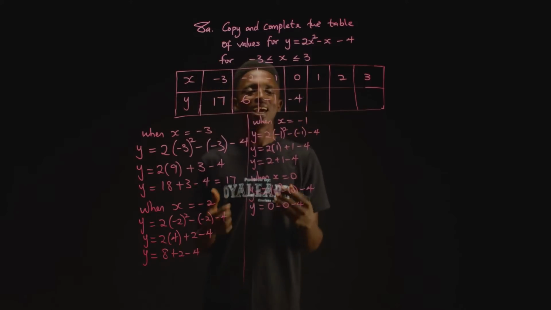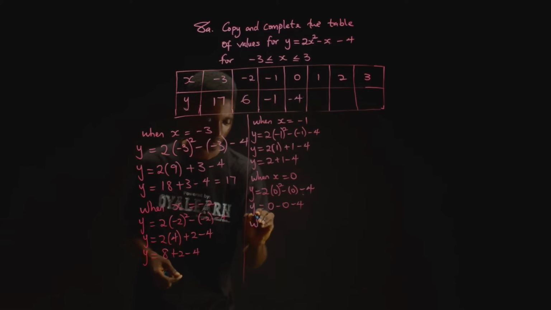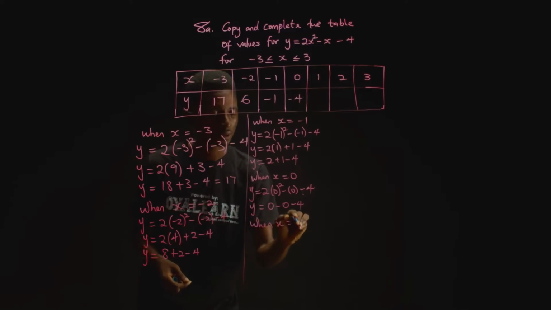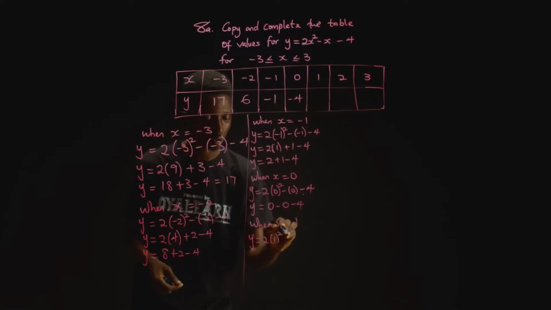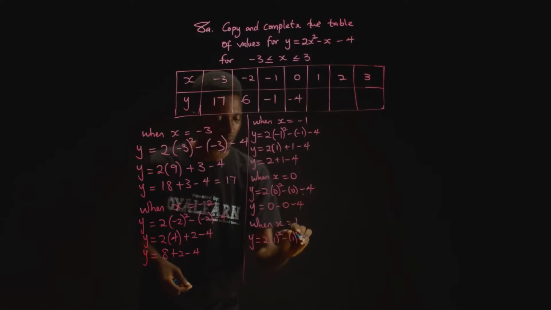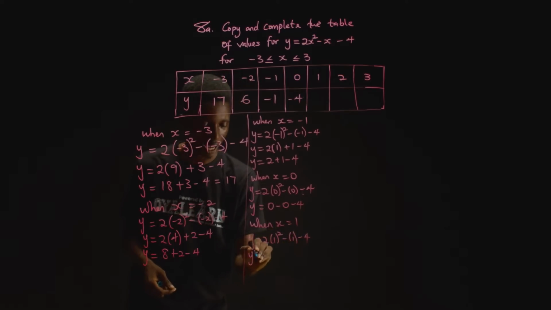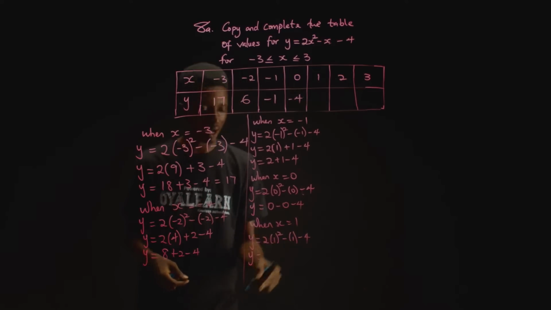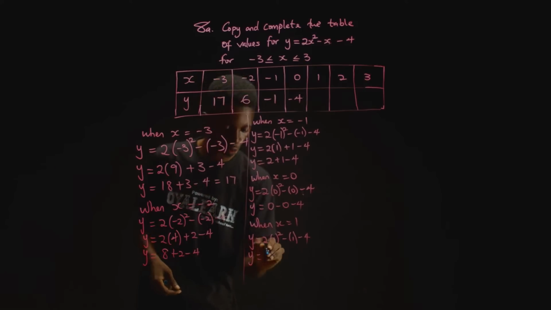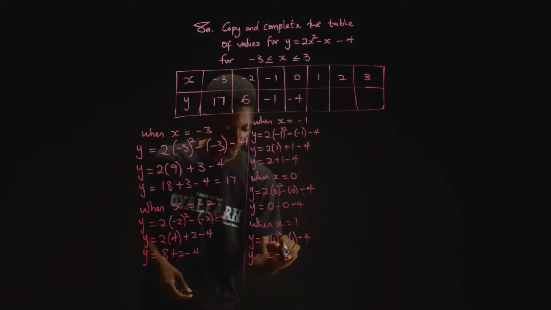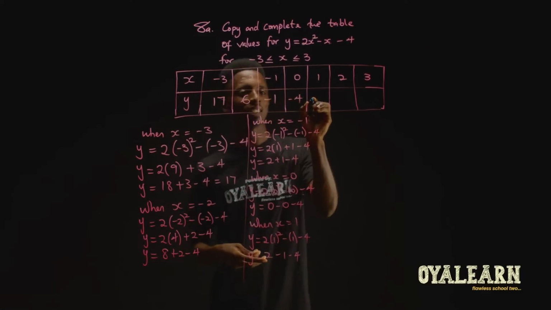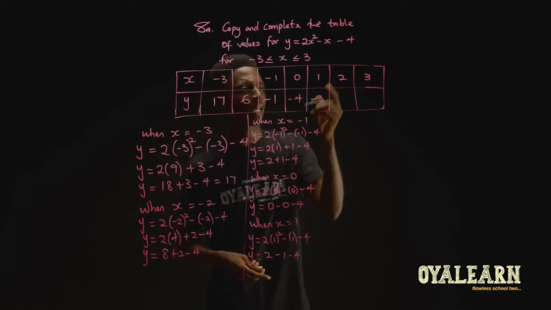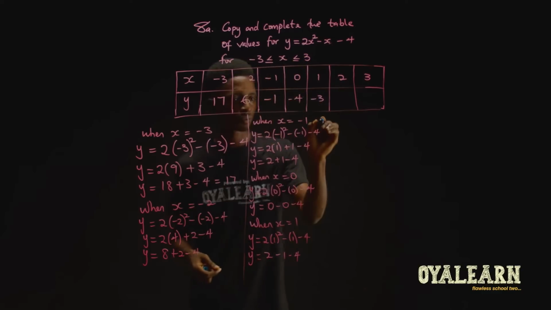Now when x is 1, y equals 2 into 1 squared minus 1 minus 4. So y equals 1 squared is 1. 1 times 2, we have 2 minus 1 minus 4. So this is 2 minus 5, which is minus 3. Now, when x is 2.